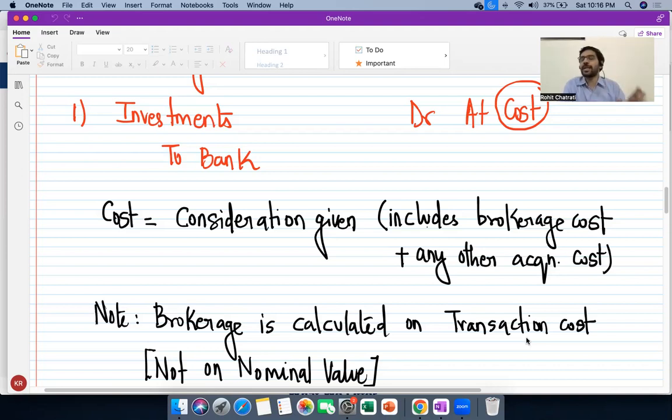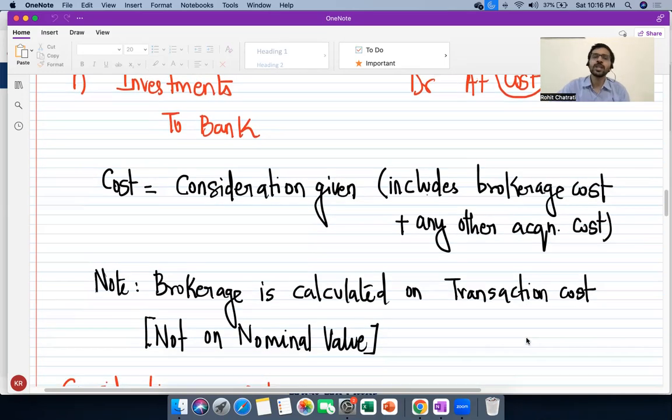I'm just repeating myself. Let us say the face value is 1,000 and I paid 10,000 rupees as the cost. Brokerage will have to be calculated on the 10,000, which is the transaction price that I paid, whereas the dividend will be calculated on the face value, which is 1,000 rupees. So if the question is giving you brokerage in percentage terms, I'm just clarifying that brokerage is supposed to be applied on the transaction cost and not on the face value.